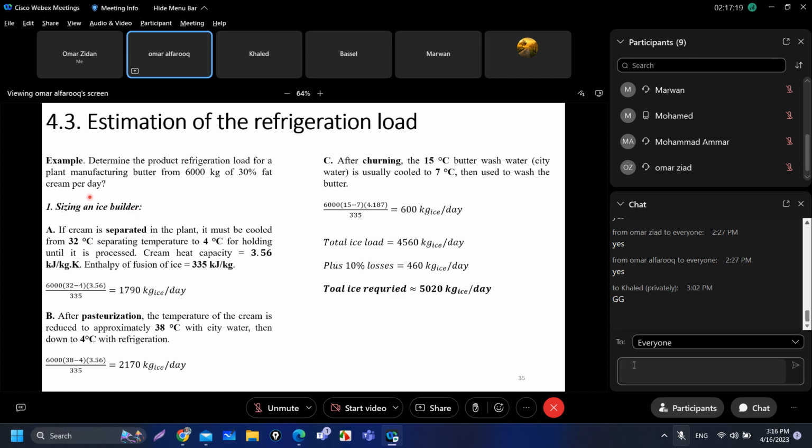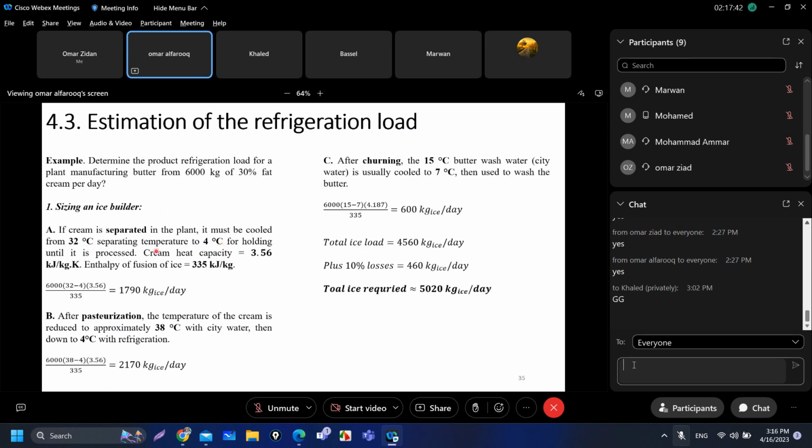Now here we have an example. Determine the product refrigeration load for a plant manufacturing butter from 6,000 kilograms per day of 30% fat cream. The first thing, if the cream is separated in the plant, it must be cooled from 32 degrees Celsius, the separating temperature, to 4 degrees Celsius.